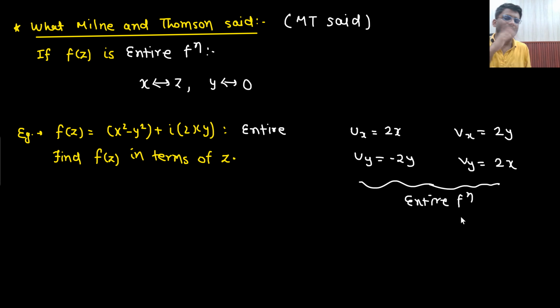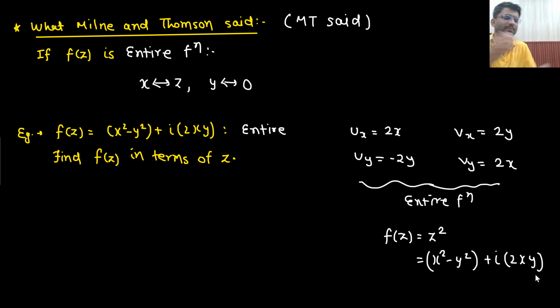Now if it is an entire function, they are asking what is f of z in terms of z. Do you already know about this? Yes sir, we have seen this example again and again, that if your f of z is z square, then it would come out as x square minus y square plus iota 2xy. Sir, this example we have seen at least 10 times, so now I remember it. Yes, you have already seen it.